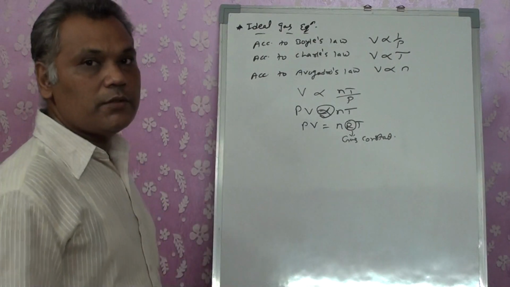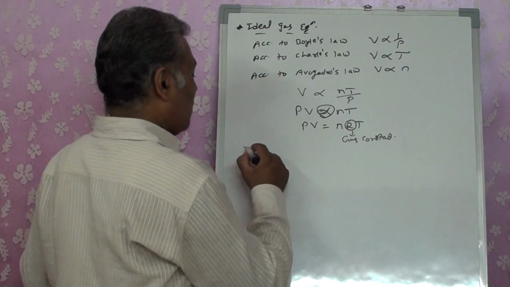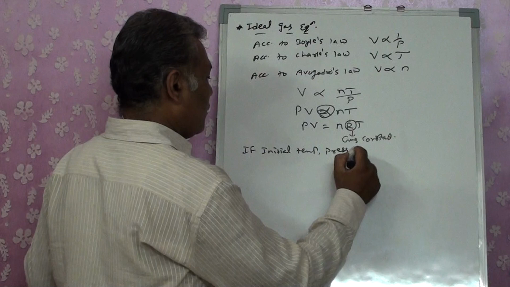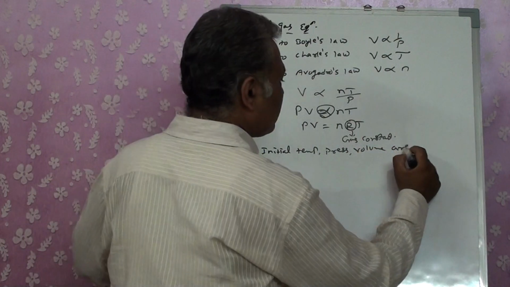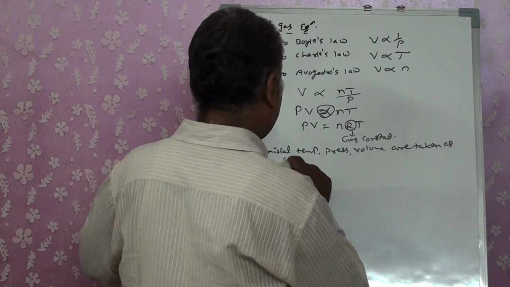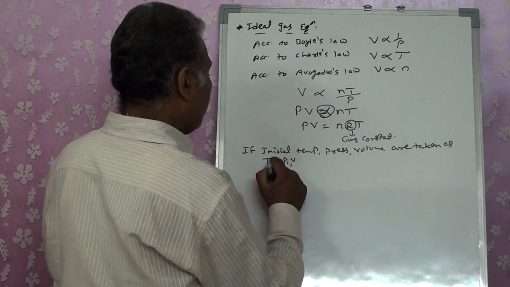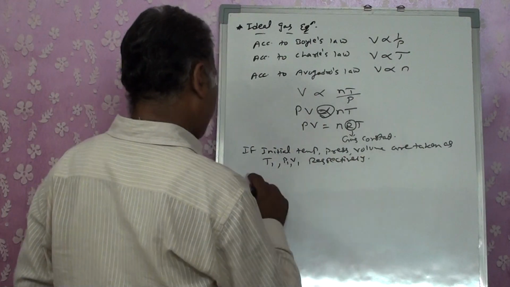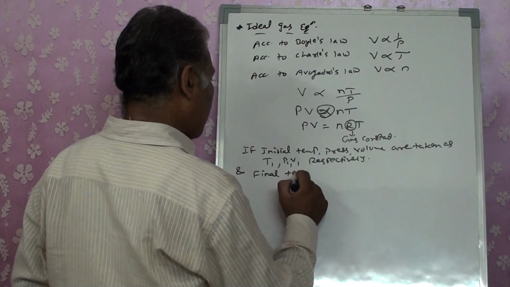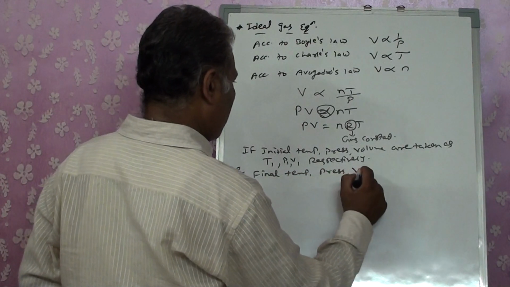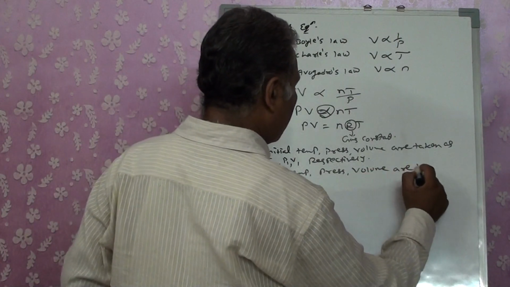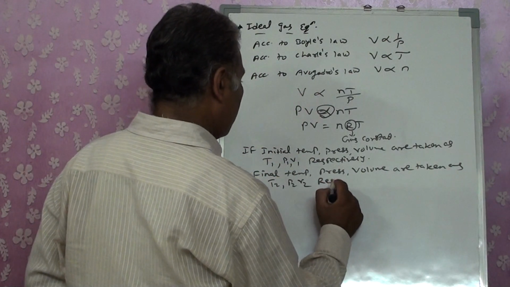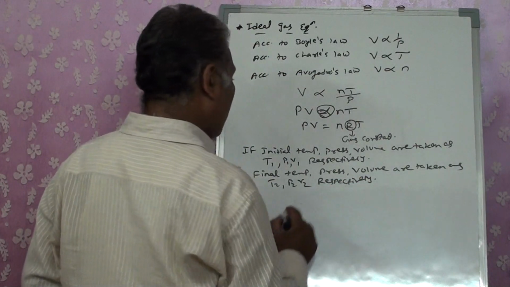Now, as we have seen, if the initial temperature, pressure, volume are taken as T1, P1, V1 respectively, and the final temperature, pressure, volume are taken as T2, P2, V2 respectively, then what will we get?